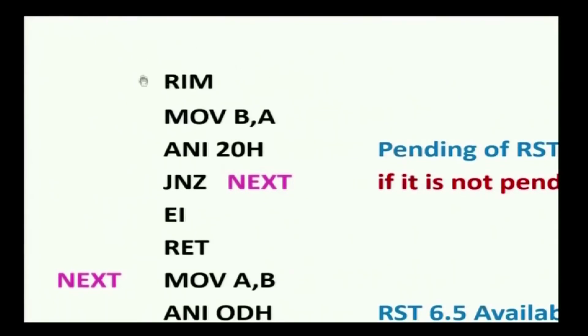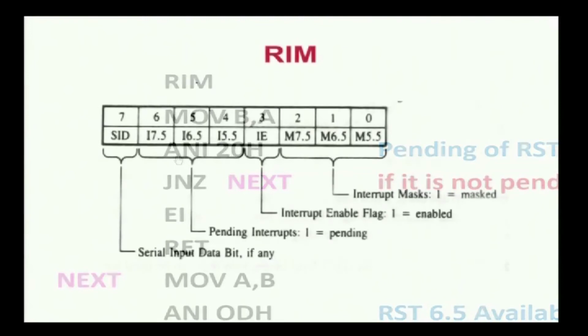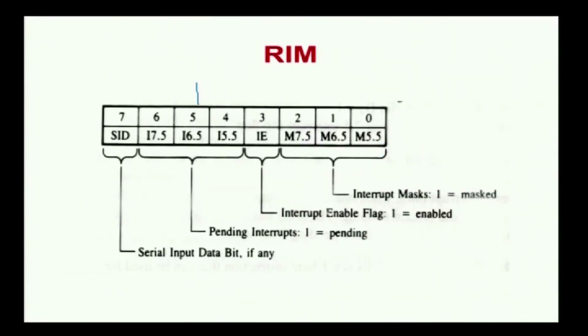After executing this instruction, the status will be loaded into the accumulator. The accumulator, which is the A register, is temporarily stored in the B register. Now, we want to know whether RST 6.5 is pending or not. If you want to know the pending of the interrupt, this bit position should be 1 to identify the status. So, that bit position is 1, remaining as 0. So, what is the value of this?